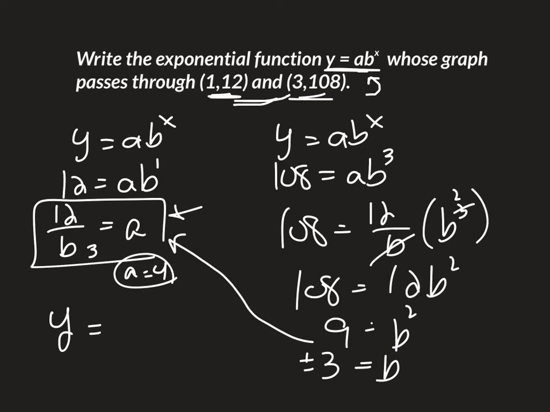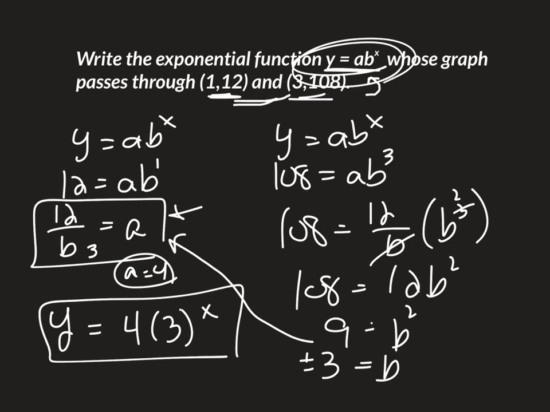So my function is going to be 4 times 3 to the x power. I need that to look just like the function in the problem up there. Okay, and that's how you do exponential. Plug each point into the equation, and work it out. That's all you've got to do.